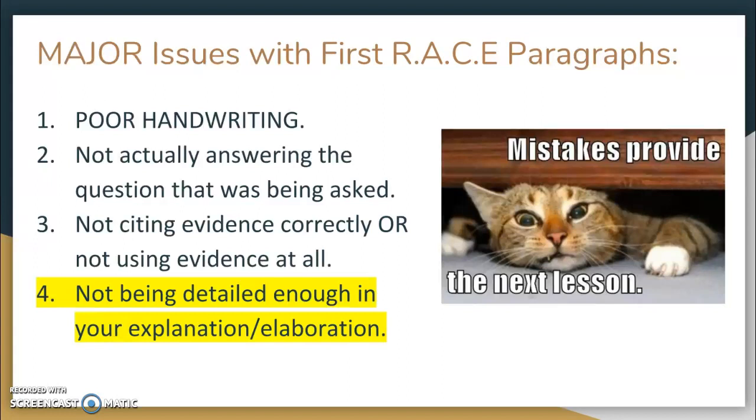Making mistakes provides us with the next lesson. So today I want you to be encouraged. Just because we made a few mistakes, I want us to realize that it's not the end of the world. We are going to get back and we are going to do even better on our next race. So let's get into it.